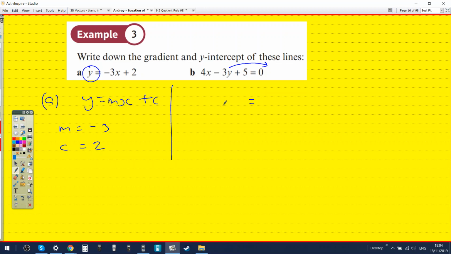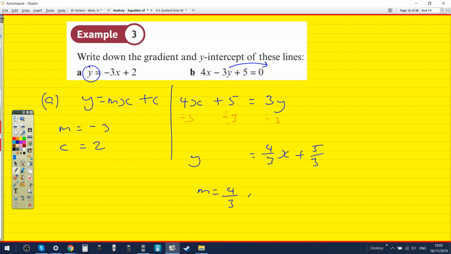All right. So 3y equals 4x plus 5. Mm-hmm. And then do I have to divide 4x plus 5 by 3? Yeah. So it's then y equals 4/3 x plus 5/3. And so does that mean the gradient is 4/3 and the y-intercept is 5/3?